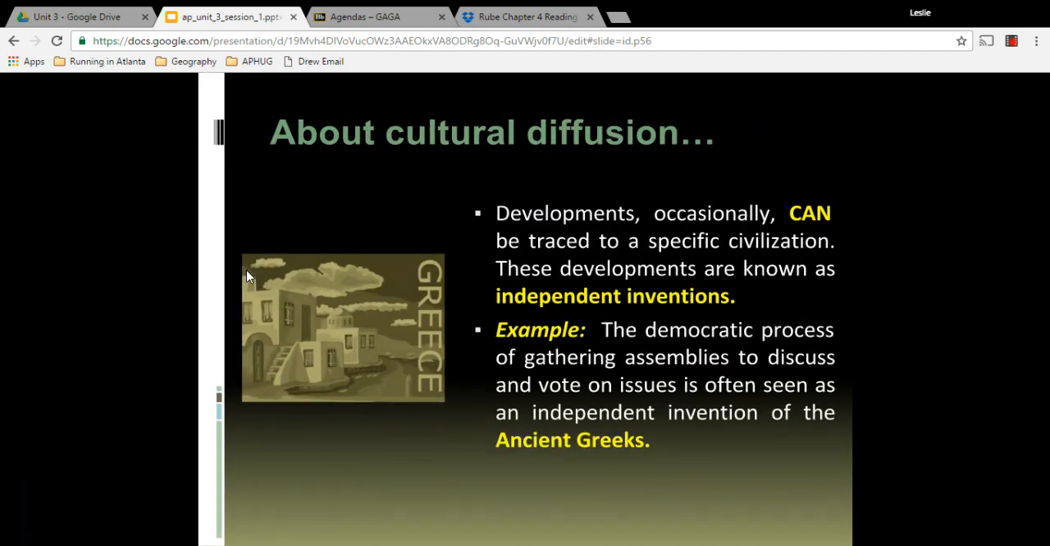Developments occasionally can be traced to a specific civilization, and these developments are known as independent inventions. For example, the democratic process of gathering assemblies to discuss and vote on issues is often seen as an independent invention of the Greeks.